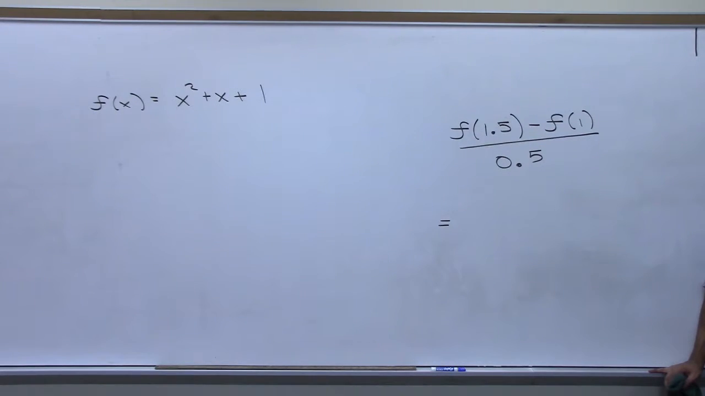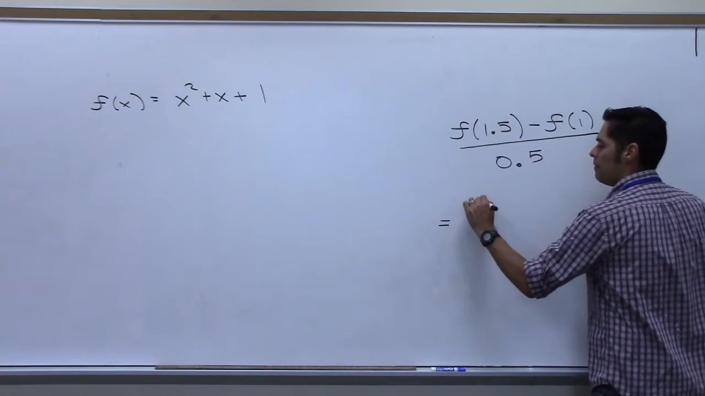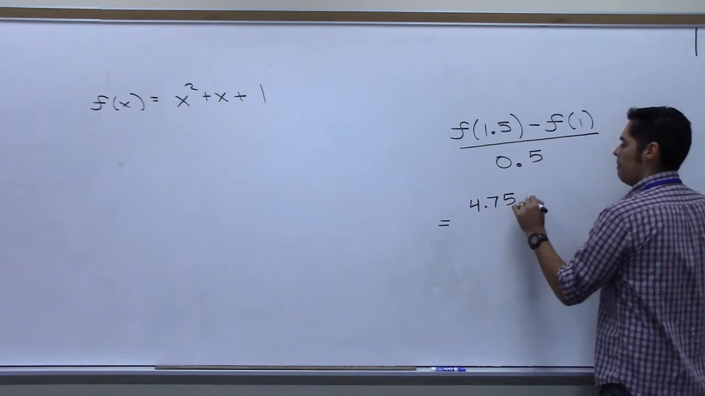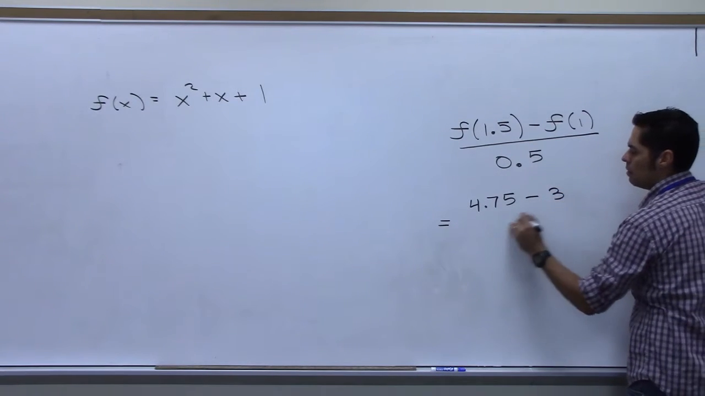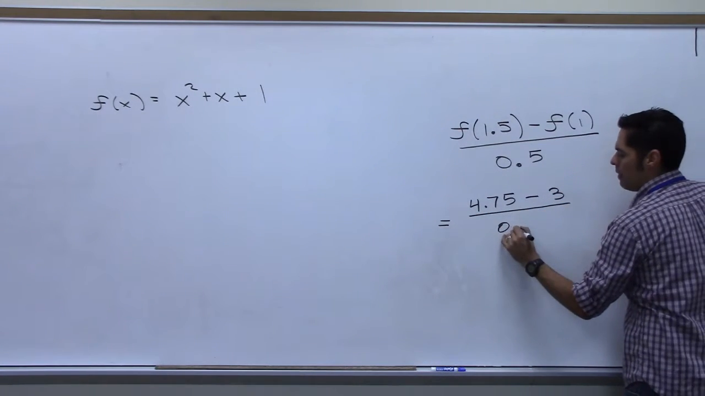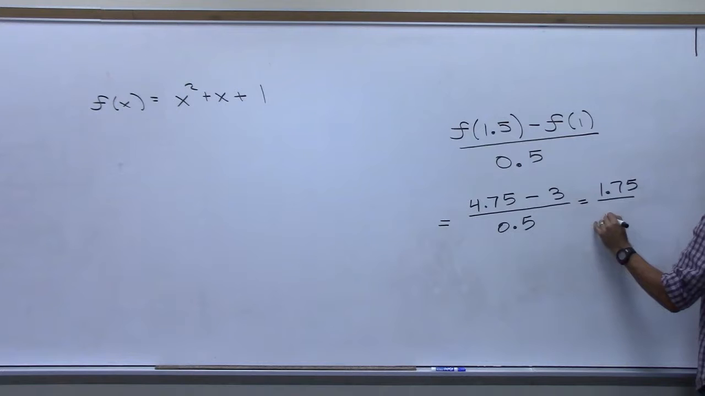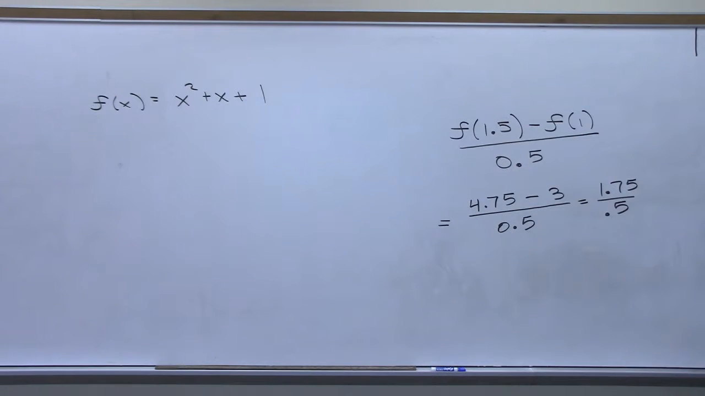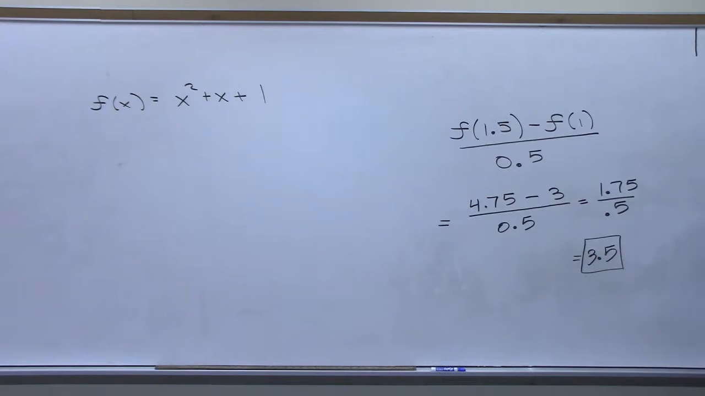Y'all should start bringing your calculators, okay, just to have them. Anyone? Total of that? Yes, 1.5 into the whole thing. 4.75? Okay. Minus, now plug 1 in, that you shouldn't need a calculator for. 3 over 0.5. So this is 1.75 over 0.5, which on your calculator is what? 3.5. So that would be the slope of the secant line.